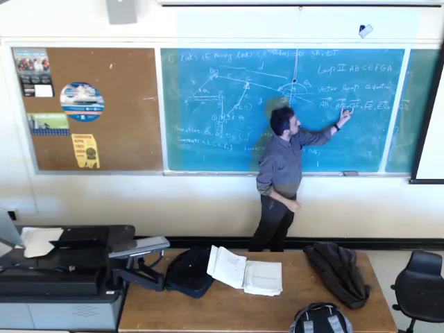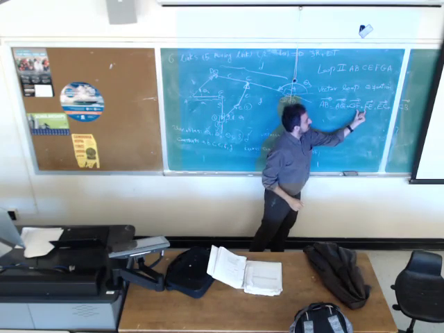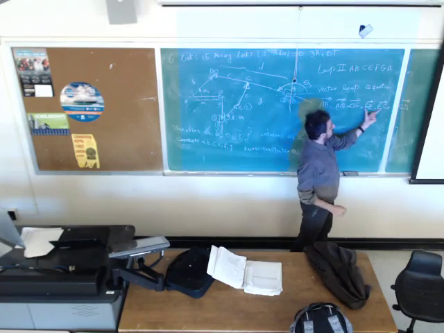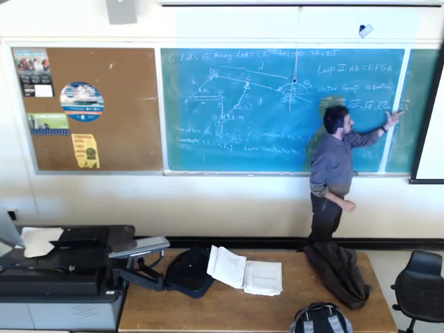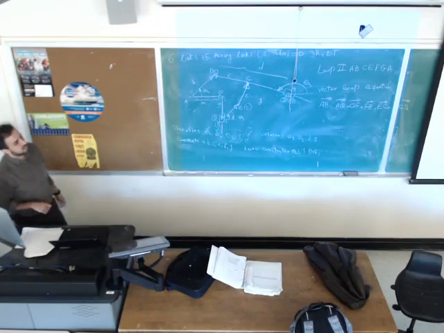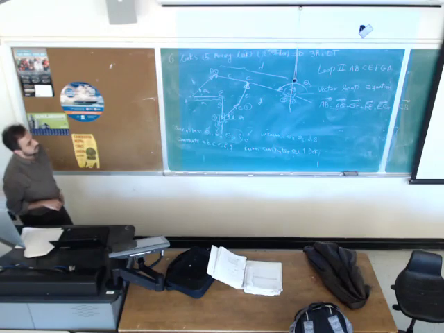AG ending should be the same. AG plus GF is AF, and the second letter is the same as the first letter. AF plus FE is going to give me AE. AE and EC is going to give me AC. AC and CB is going to give me AB. This is how you can double check your vector loop equation.